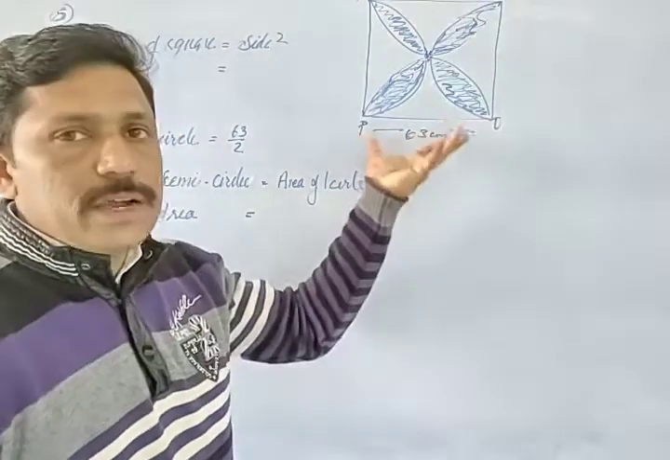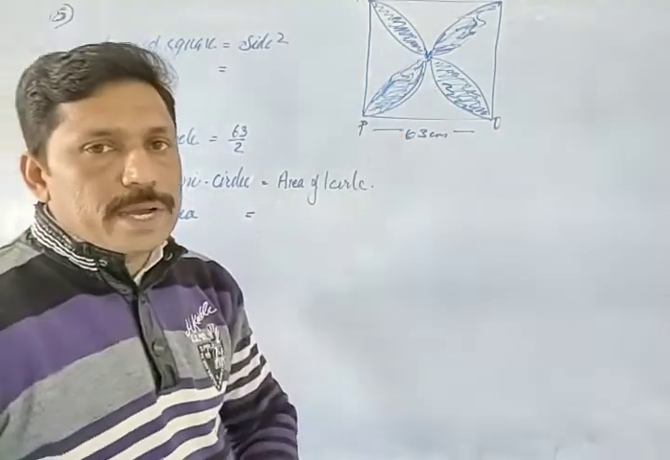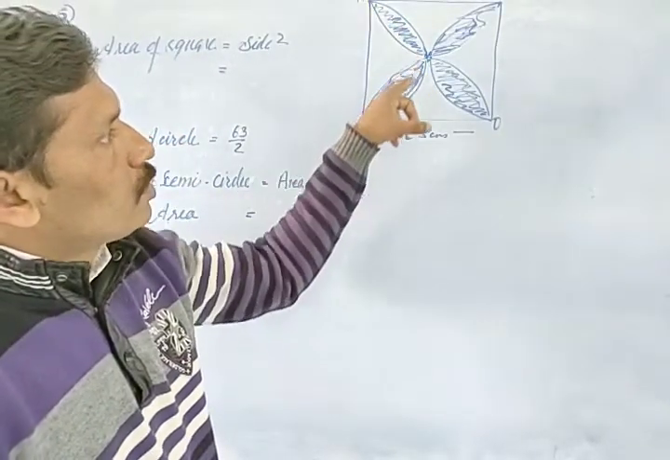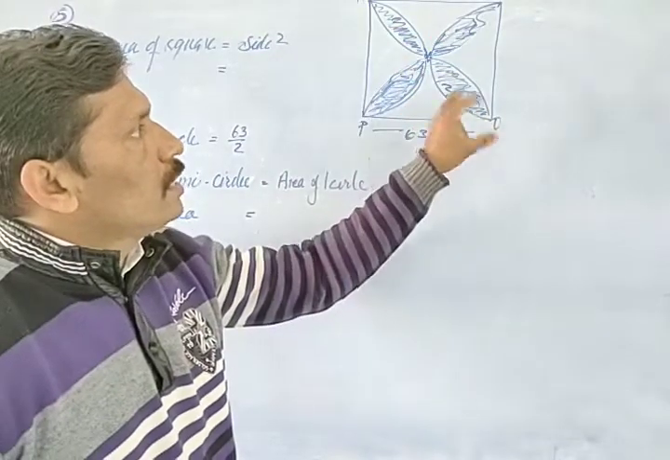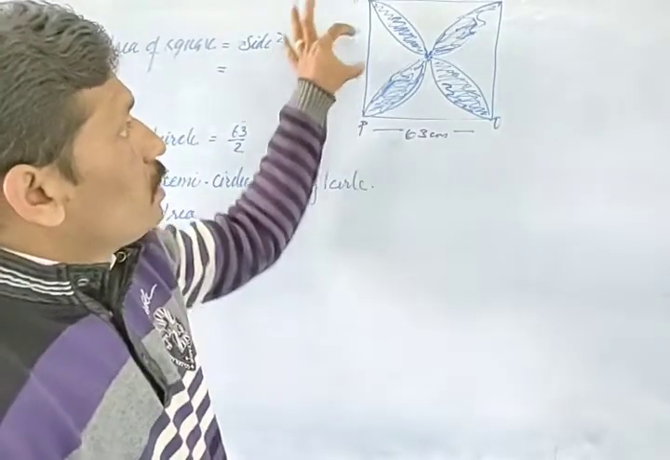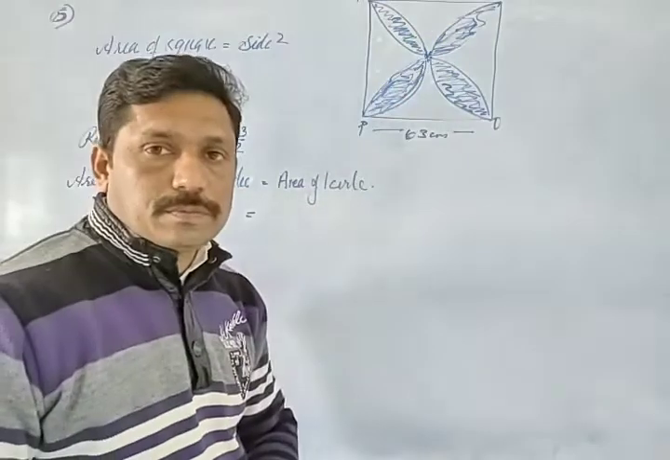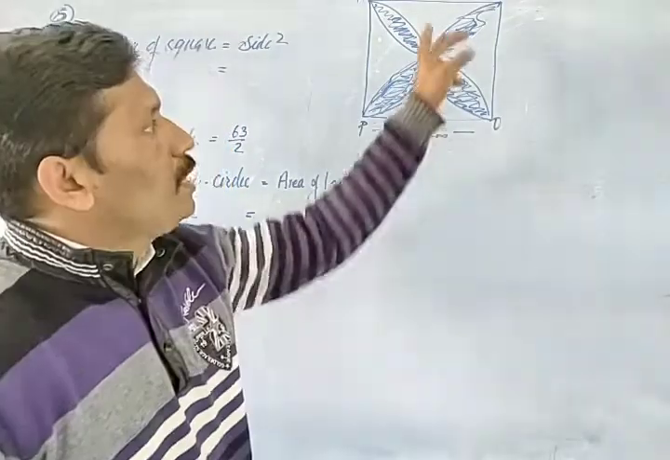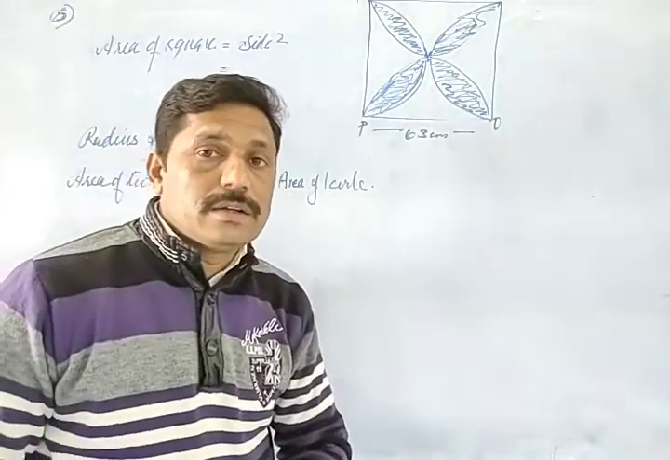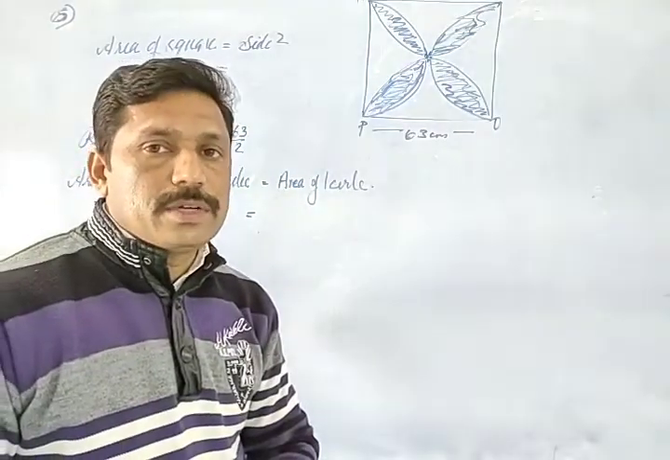In order to find out the area of the shaded portion, we first have to find out the area of the square, and from this area of the square, we have to subtract the area of 2 semicircles. We have to find out the area of 2 semicircles, and the area of these 2 remaining portions. Then we add together the portions that are not shaded, and subtract that from the total area of the square. In that way we find out the answer.